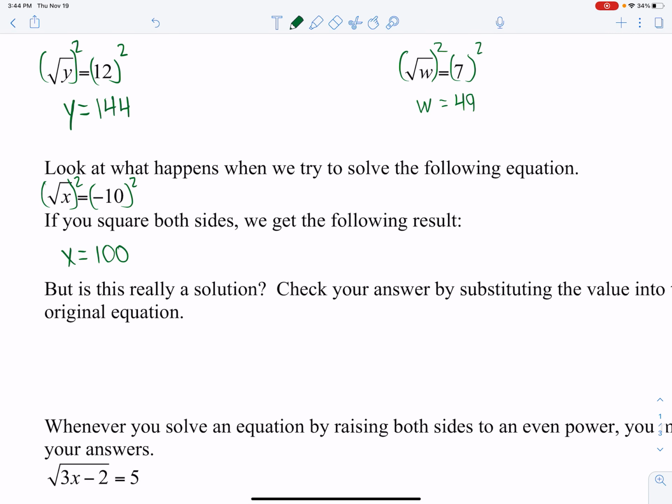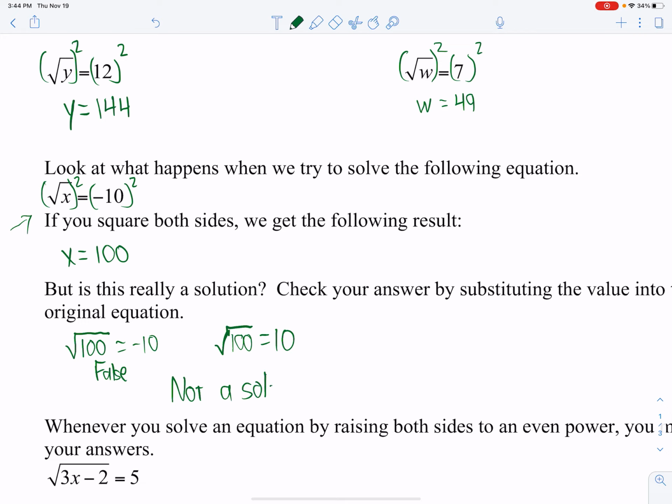If we check that by plugging it back into the original equation up there, instead of x, we would have the square root of 100 equals negative 10, but that's false. The radical sign, when it's written that way, the square root of 100 would be a positive 10, not a negative 10. So that means x equals 100 is not a solution to that equation.